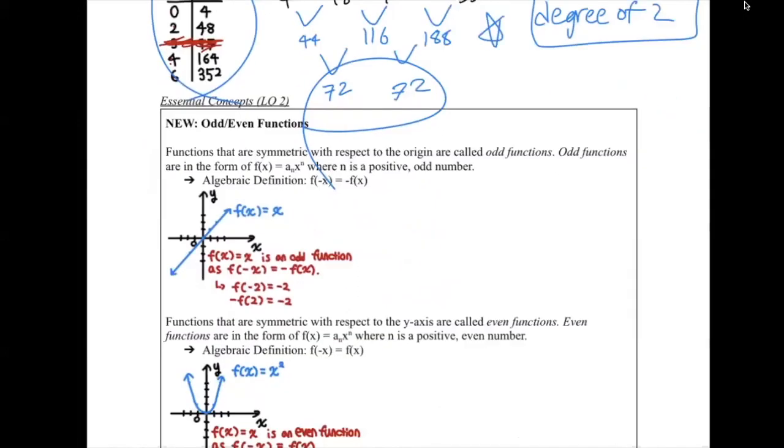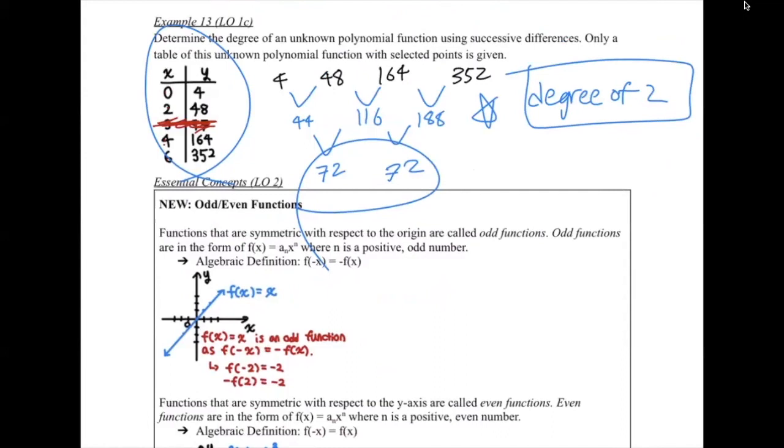Great. If they ask you to explain your reasoning verbally, you have to explain that because the second differences are constant, having a value of 72, we can conclude that the degree of this unknown polynomial function is 2, or in other words, it's a quadratic function.